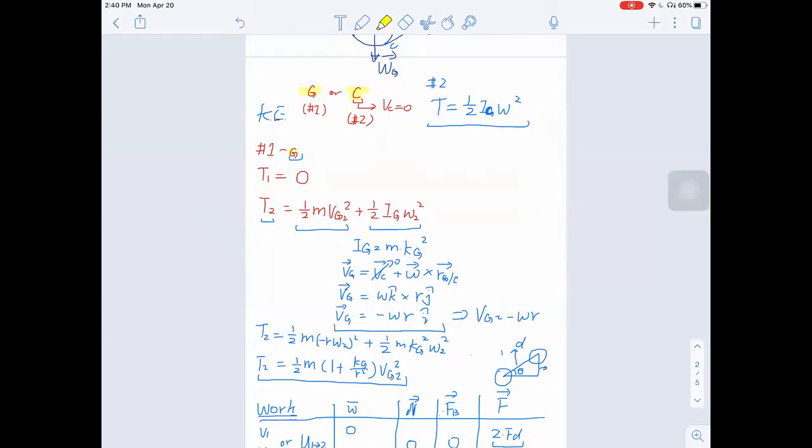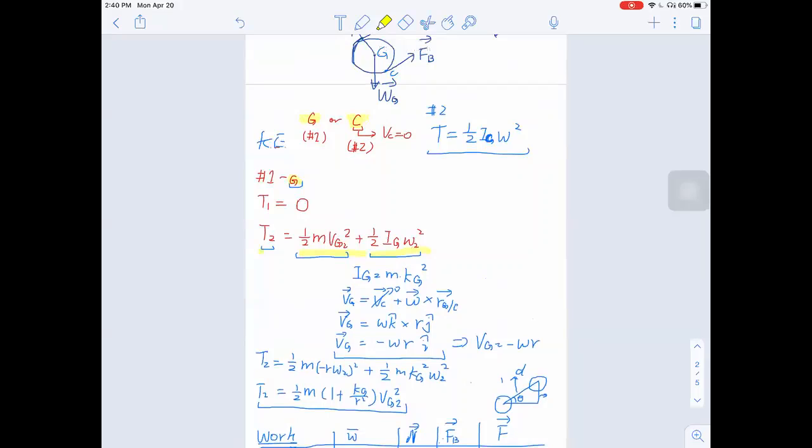If you choose point G, which is the center of mass, the equation for your kinetic energy has two terms: 1/2 m v squared and 1/2 I_G omega squared. And if you choose point C, which is a zero velocity point, your kinetic energy expression only has one term, which is 1/2 I_C omega squared. But be careful here: this moment of inertia is about point C where you picked. And here this is I_G, the moment of inertia about point G where you picked point G for kinetic energy.